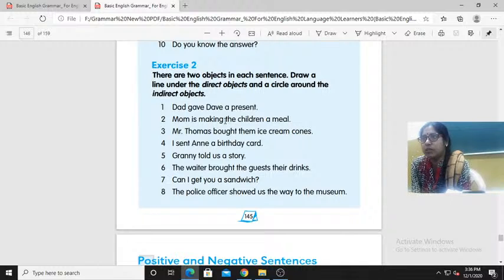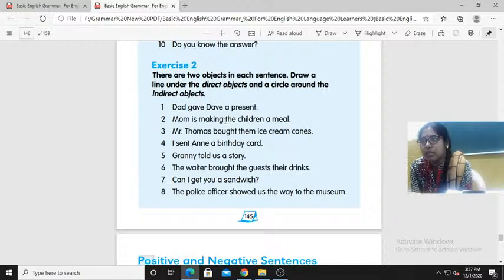Next, Mr. Thomas bought them ice cream. So ice cream will be the direct object and them will be the indirect object. Next, I sent Annie a birthday cake. So a birthday cake will be the direct object and Annie will be the indirect object. Granny told us a story. A story of course is direct and us is indirect. A waiter brought the guests their drinks. So their drinks will be the direct object. The guests will be the indirect object.